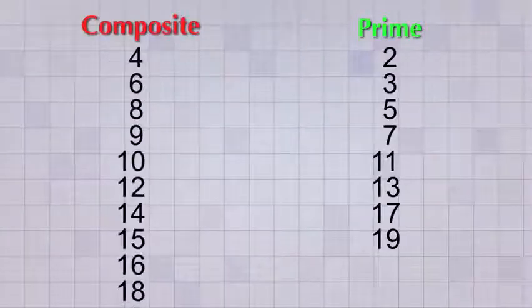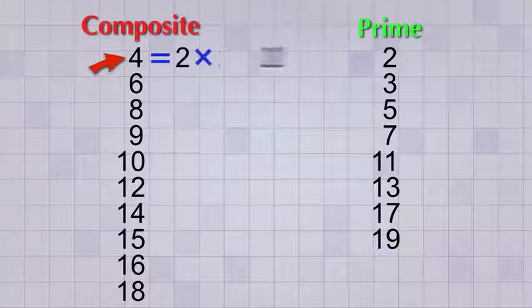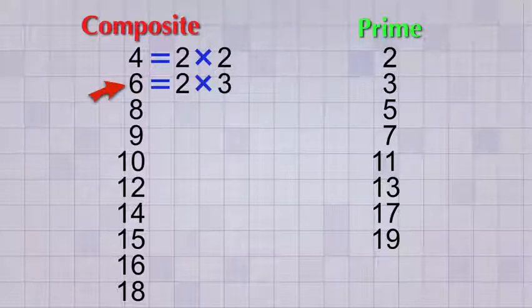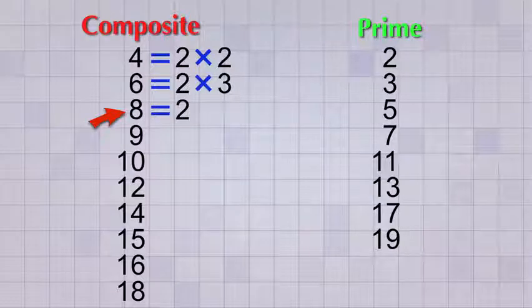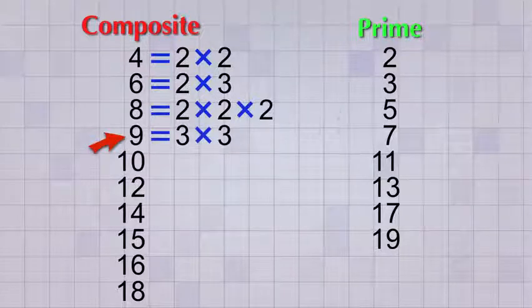Again, we'll list all the prime numbers that are less than 20. And now let's list all the composite numbers that are less than 20 over here. The first composite number is 4. And you get 4 by multiplying the primes 2 times 2. The next composite number is 6, and you get it by multiplying the primes 2 times 3. And the next composite number is 8, which you get by multiplying the primes 2 times 2 times 2. And the composite number 9 can be made by multiplying the primes 3 times 3.